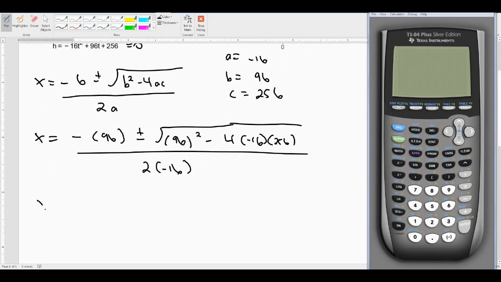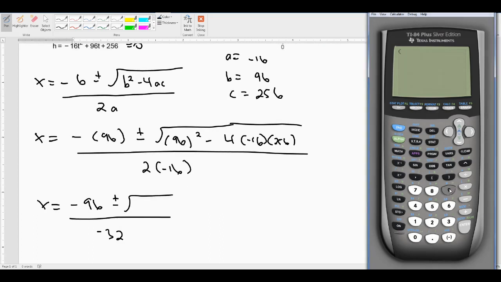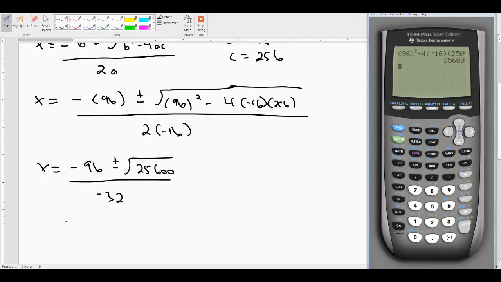Now I am going to use my graphing calculator to help me out a little bit. Before I do that, I'm going to clean up the easy stuff first. That's a negative 96, that's a negative 32, plus or minus. I'm going to type in what's under the square root. So we have 96 squared minus 4 times negative 16 times 256. We get 25,600.